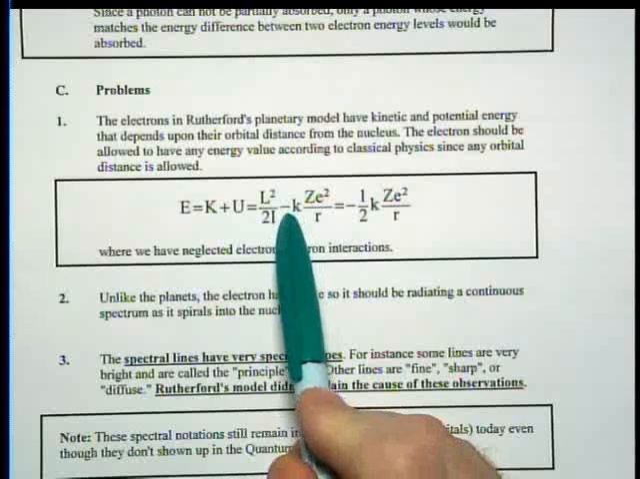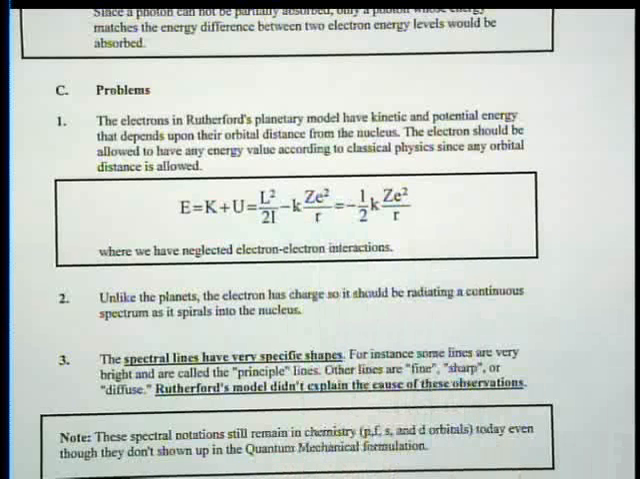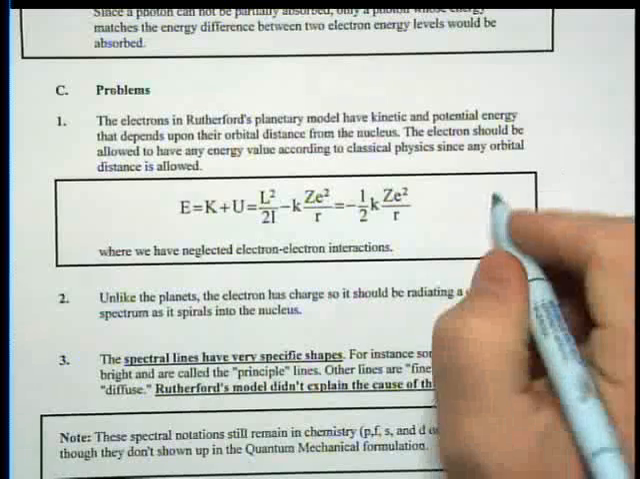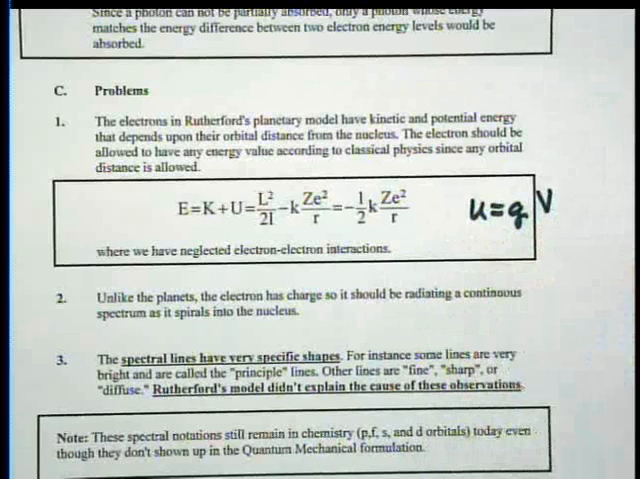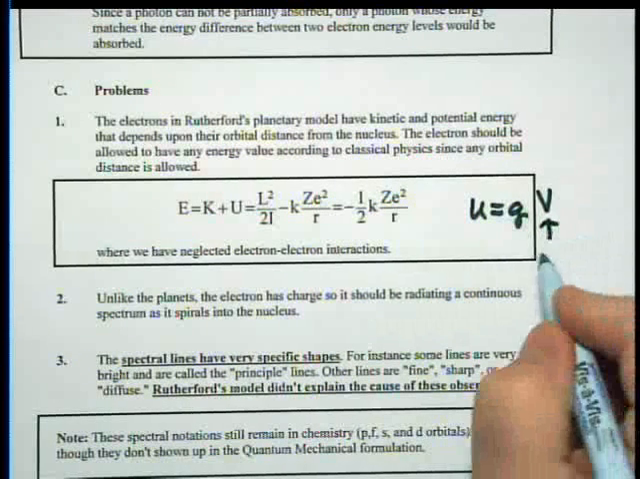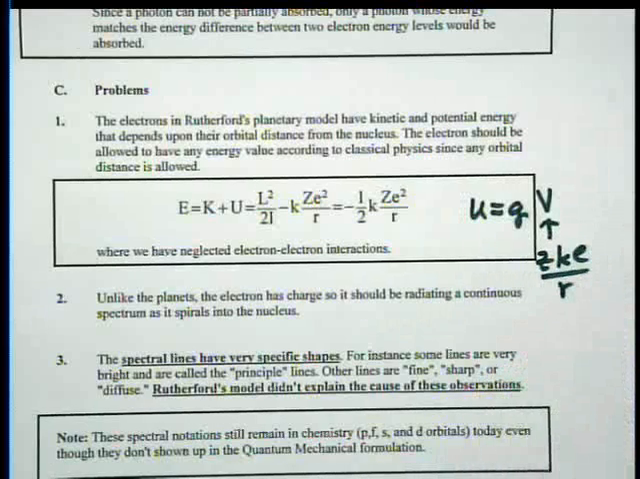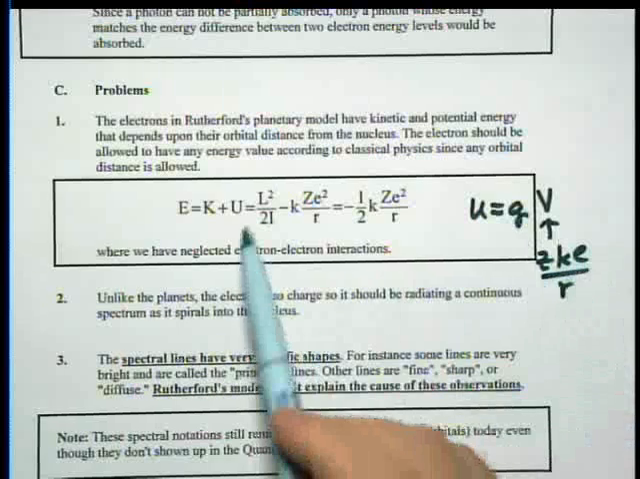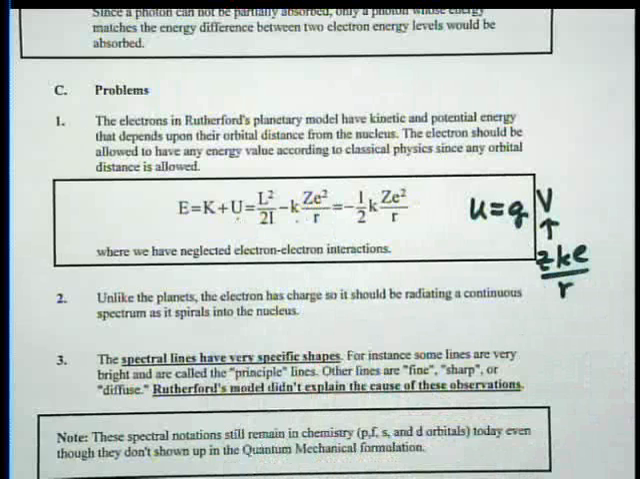He also knew a formula for the potential. He had a point charge in the center with charge Ze, and he had an electron of charge e on the outside. So he knew, of course, that U is Q times V, and he knew the potential of the point charge. So putting those two together, he's able to replace U with kZe squared over r.